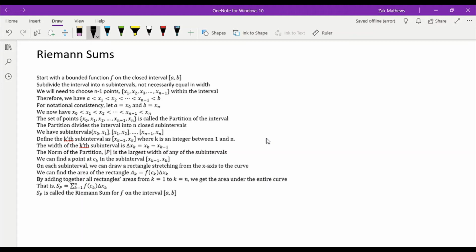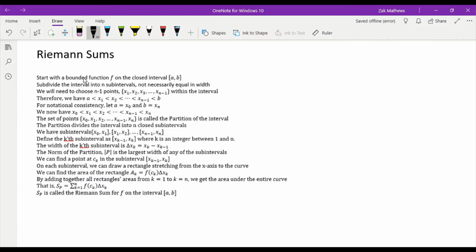Let's discuss the Riemann sum. Now, just a little bit of warning, this is going to be very abstract, so bear with me. I've got a lot written out here, and as we go through each point, I'm going to do my best to really illustrate it so we understand what's going on. So Riemann sum, the goal is to be able to find the area under a curve.